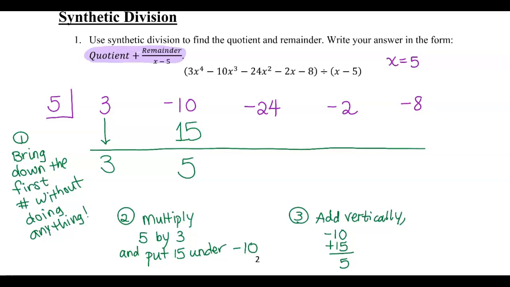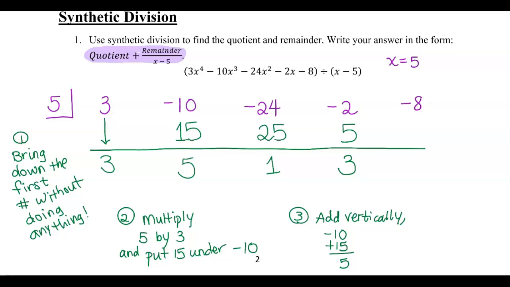Okay, so let's see. Next step. Multiply 5 times 5. And we're going to put that 25 under here. And we will add these two numbers vertically, which is 1. Once you have a number down, you're going to multiply 5 times 1 and write down the 5 under the next number. When you have two numbers on top of each other, you will add them. Negative 2 plus 5 is 3. So you write down 3 under this line.